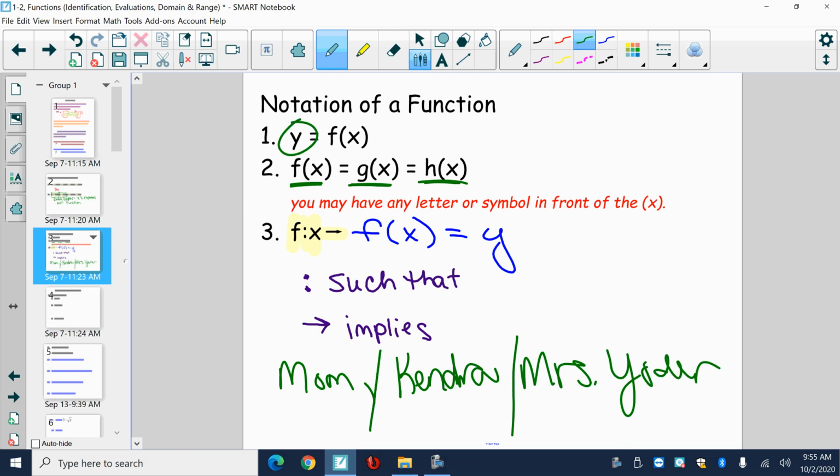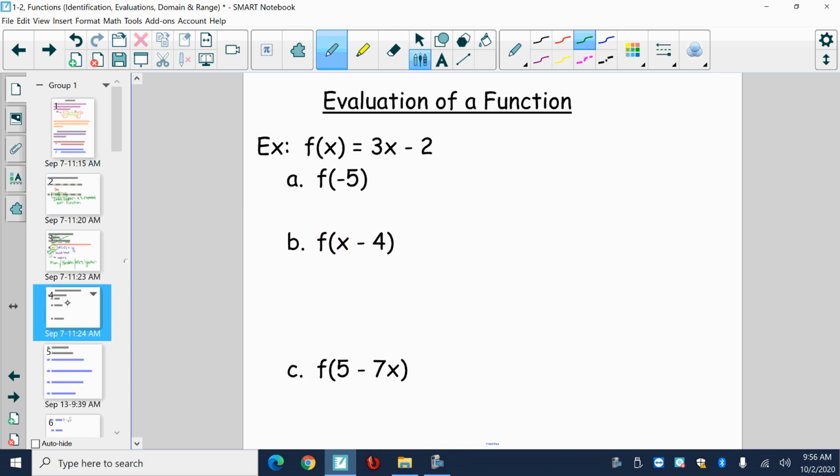Okay? This is mom. This is Kendra. And this is Mrs. Yoder. I'm still all the same person. It's just a fancy notation. It's still the same thing. It's just saying y. All right, evaluation of a function.